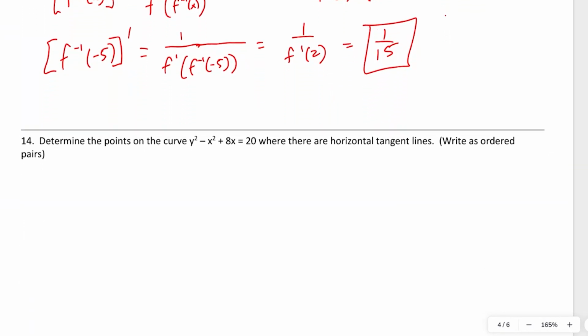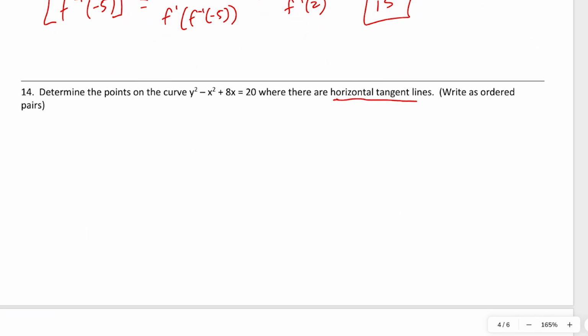Number 14 says determine the points on the curve where there are horizontal tangent lines. Okay. So horizontal tangent lines, that means that dy dx or y prime, whichever one you want to say, is 0. And so what we need to do is we're going to find that dy dx, set it equal to 0, and then solve for x. So let's start with the actual derivative here. So we've got 2y times dy dx minus 2x plus 8 equals 0.